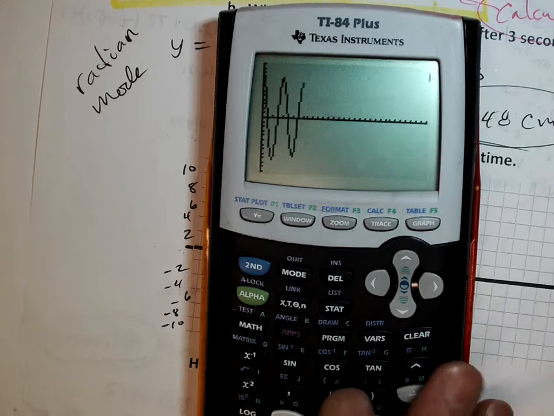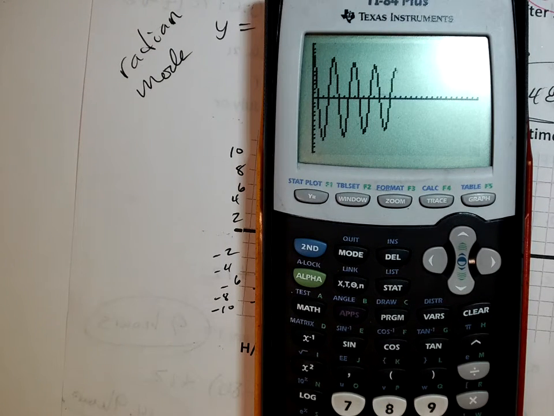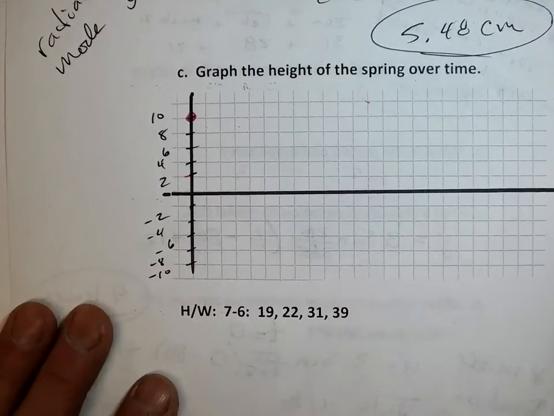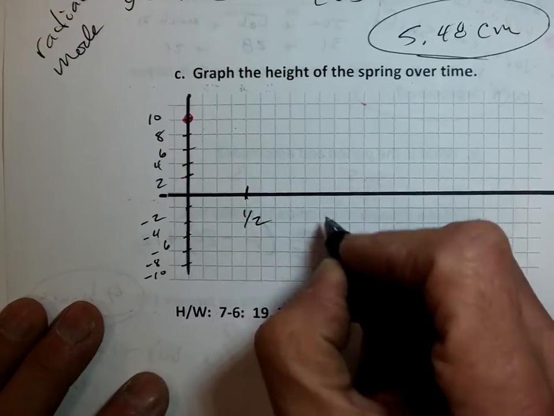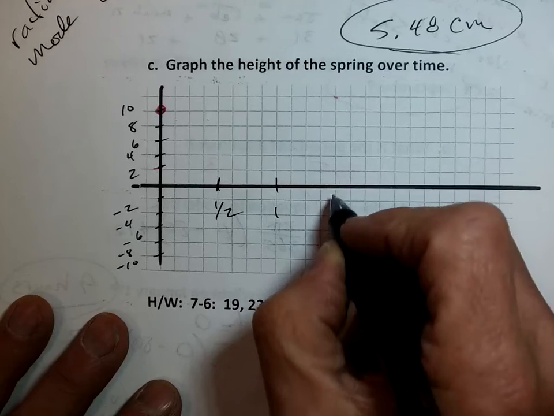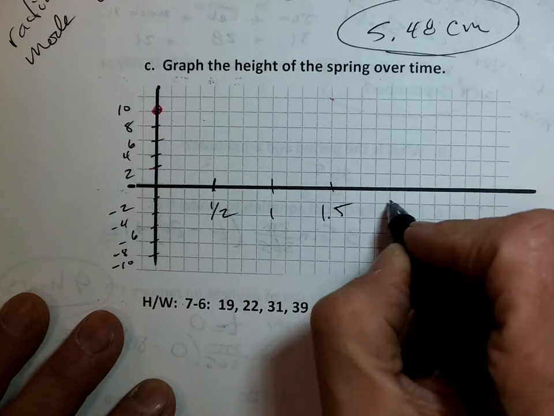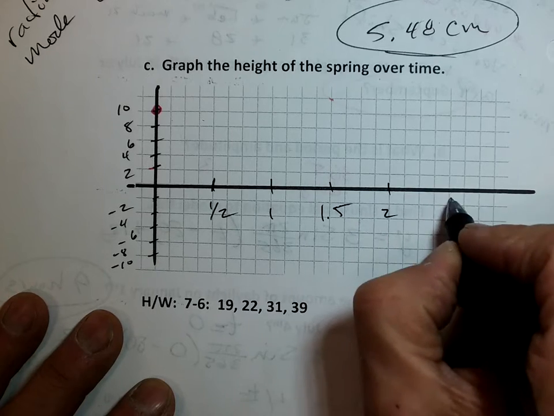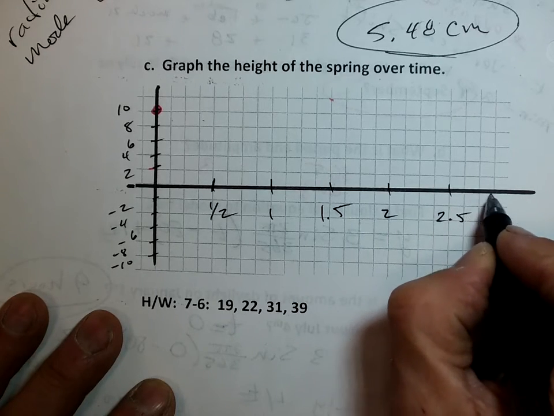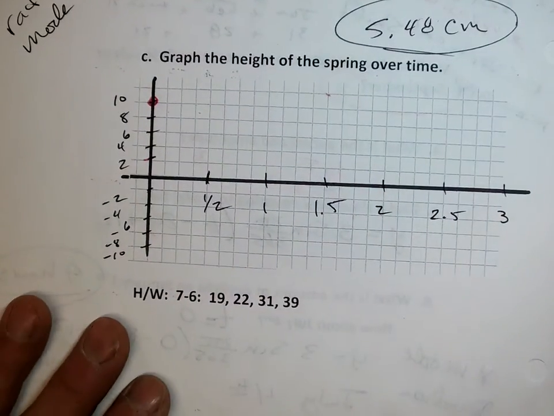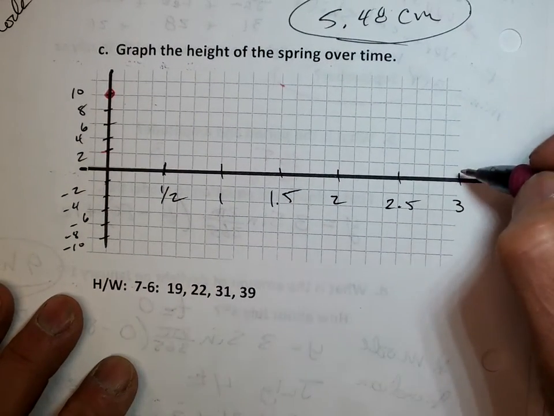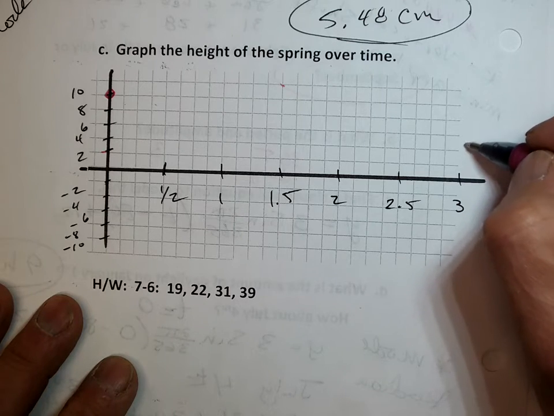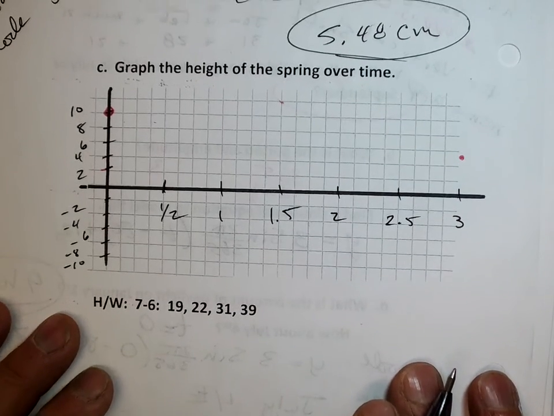There's my spring. Does that look better? There we go. Oh, look, it's getting short. There's my spring, right? So let me do half a second, 1 second, 1.5, 2, 2.5, and 3. I already know the answer to 3. The answer to 3 is a 5.5. I got that from above, right?